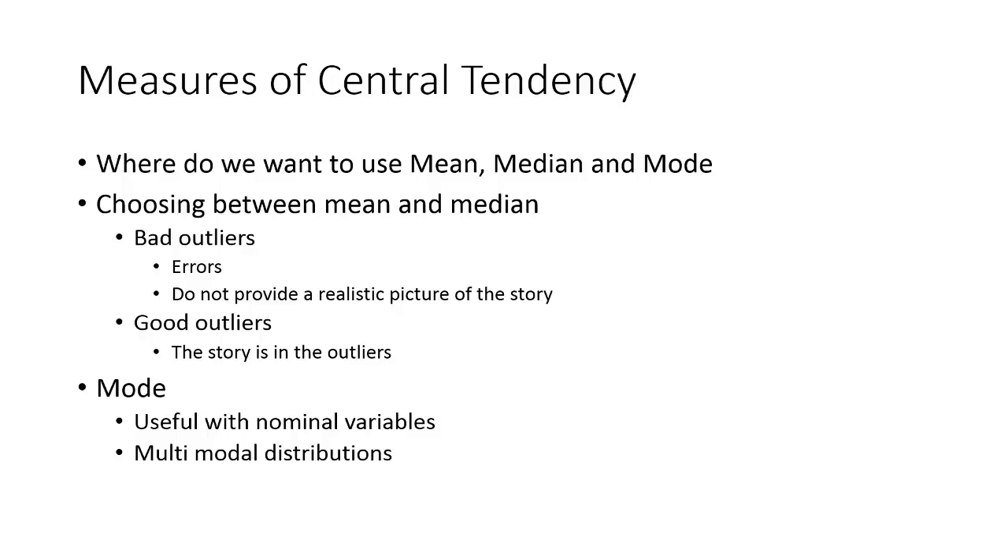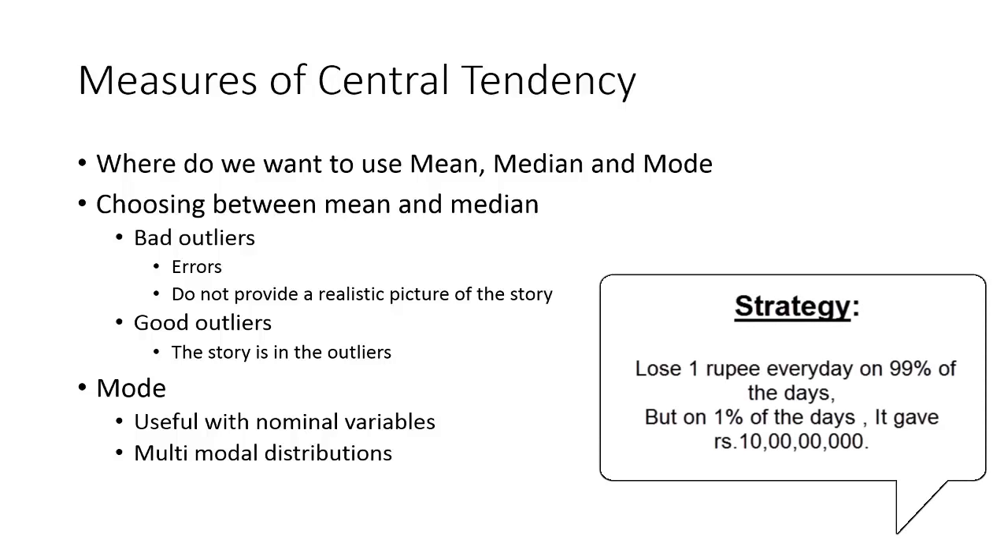So let's say this financial strategy actually made you lose 1 rupee every day on 99% of the days. But on 1% of the days, this strategy gave you 10 crores. So it's a large enough number, right? So this strategy made you lose money on 99% of the days, and on 1% of the days gave you 10 crores, right? Is this a strategy you would like to take?